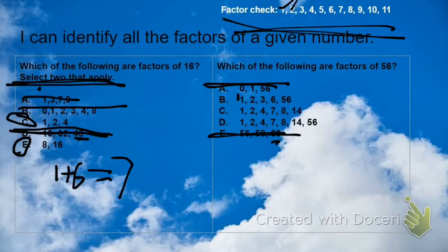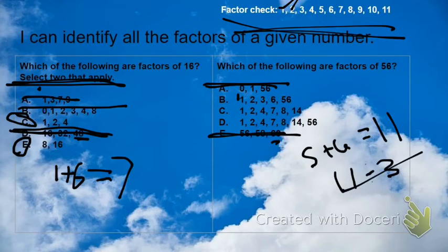Okay. The next one says 3 for B. So I'm going to check. 5 plus 6 equals, well, 5 plus 5 equals 10, so plus 1 more, 11. Is 11 divisible by 3? Can I divide 11 by 3? Nope. So that one, bye. Now I have 2 answers, and I know that 1 and 2 are correct factors. I've determined 3 is not.